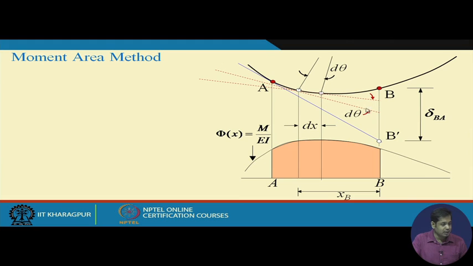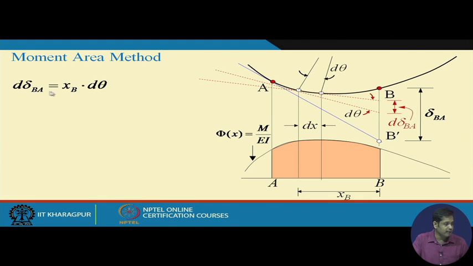Now, this angle is also d theta. Suppose this distance is delta BA. If this point becomes A and this point becomes B, then naturally this point becomes delta BA, right.